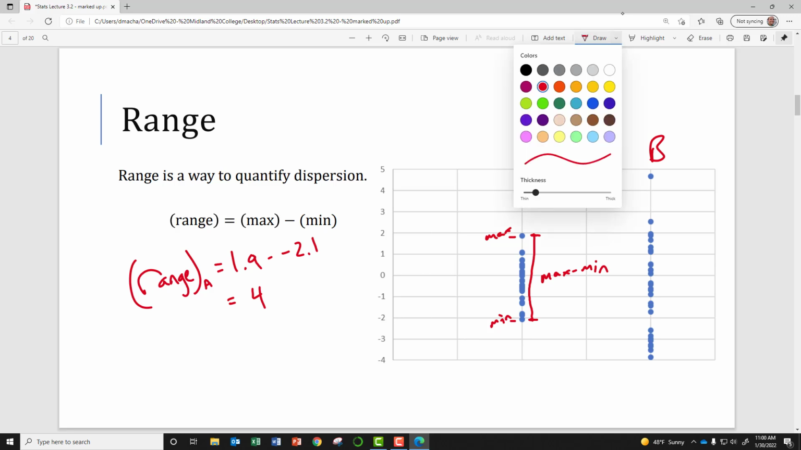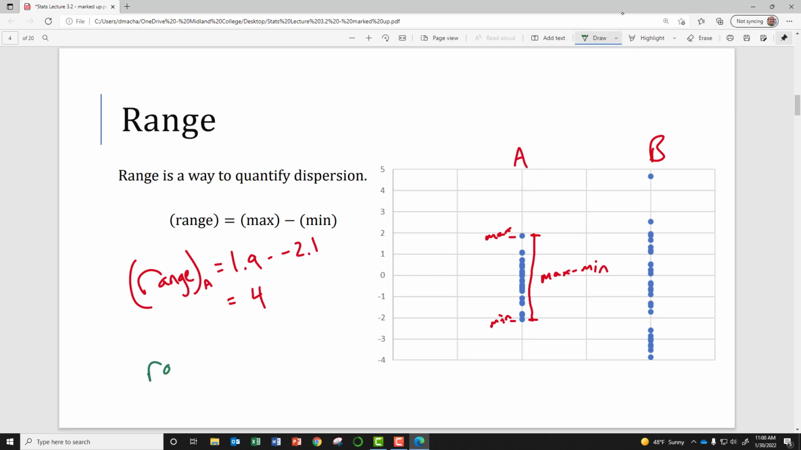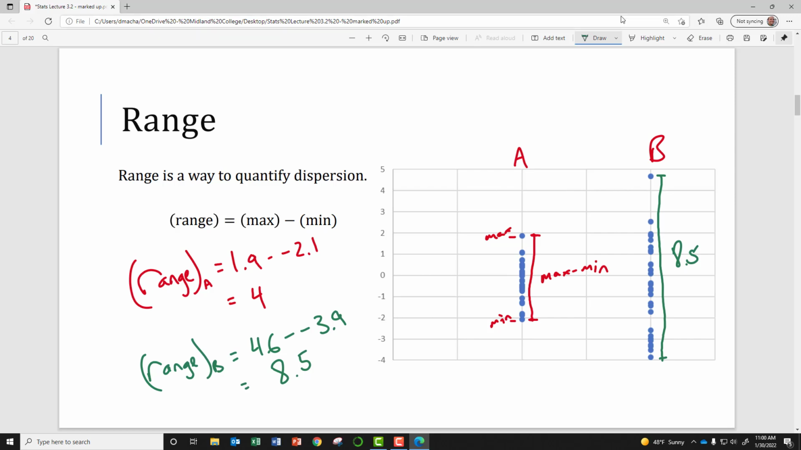And then what about my B data set? What would be the range of data set B? Well, again, max minus min tells me this is something like 4.6 minus negative 3.9. So the data set B has a range of about 8.5. Taking the difference between the maximum and the minimum values, it's about 8.5. So we can say that B appears to be more dispersed, and it also has a larger range. The range is like twice as much for the B data set. And so that's how range is telling you which data set is more dispersed.